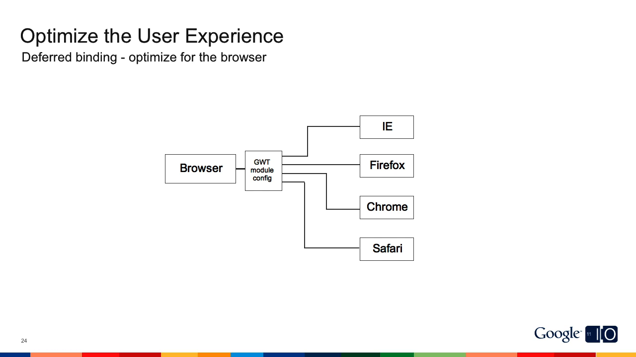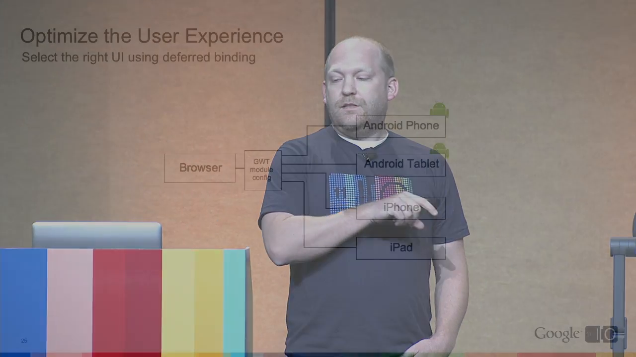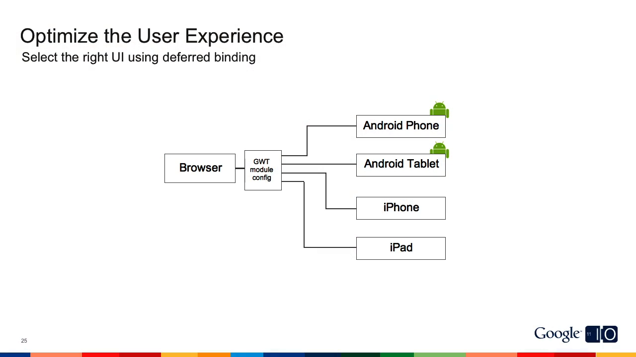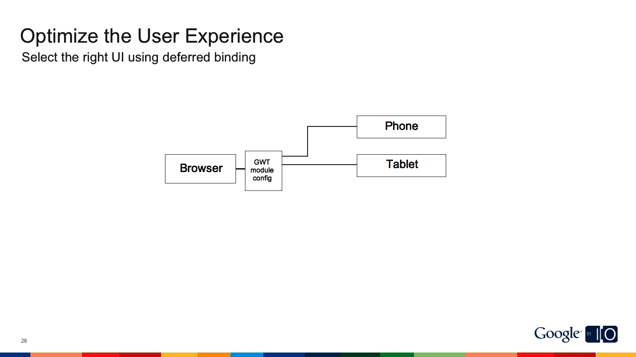It's called deferred binding. And what ends up happening is the browser makes a request, and through some configuration, we end up picking out the best UI for, say, IE or Firefox or Chrome or Safari. Well, lo and behold, that works really, really well for mobile devices as well, right? So you can say, I want to serve up an Android phone-specific or an Android tablet-specific version of this application, or an iPhone-specific or an iPad-specific. You can get as fine-grained as you want to. But for the sake of this demo, let's just talk about how we could serve up a phone versus a tablet view, and we'll dig into that.